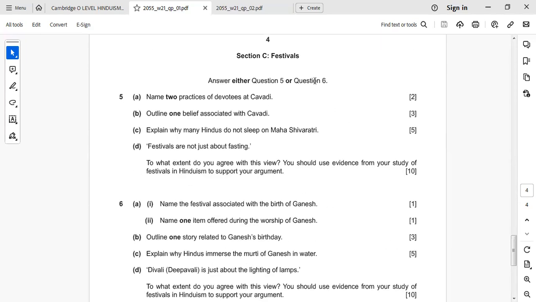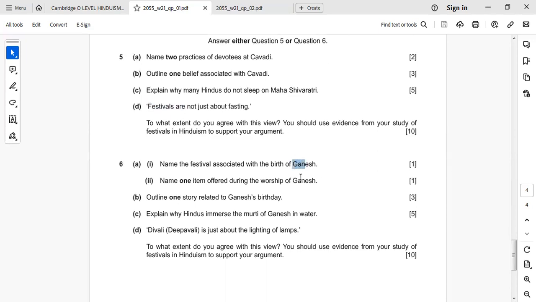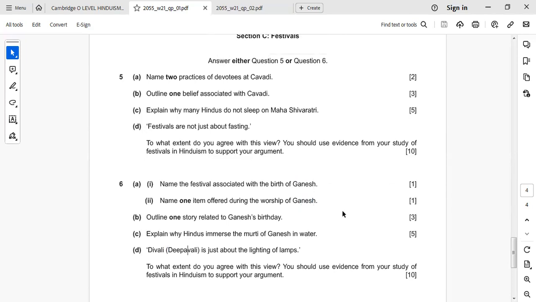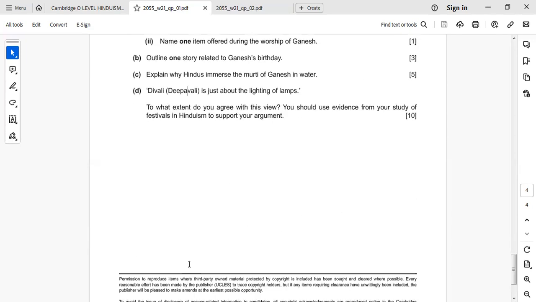Section C, festivals, same thing. Question 5 and 6. You answer either question 5 or question 6. In question 5, you have Kavadi, Shivratri, and festivals in general. Here you have Ganesh Chaturthi and Deepavali. So you choose one question from each section.